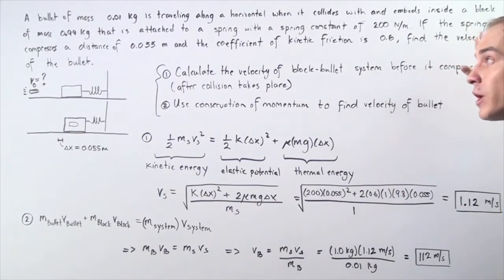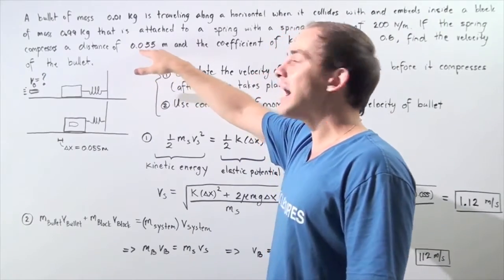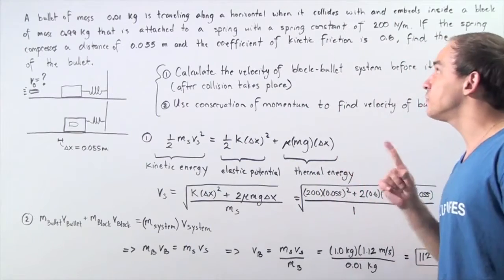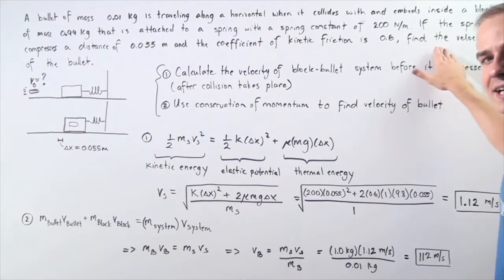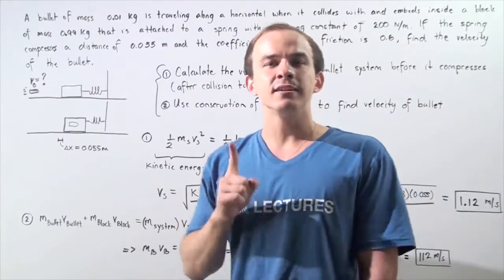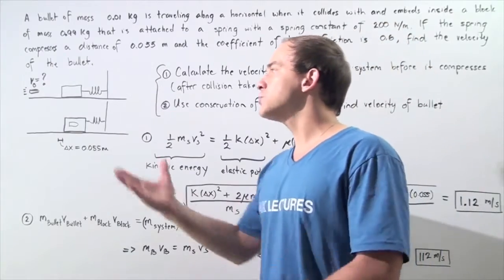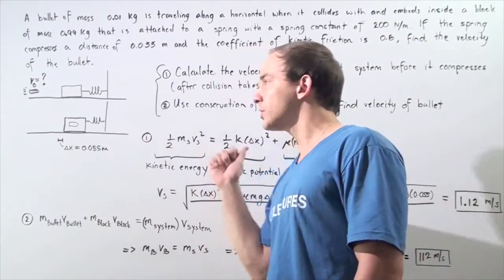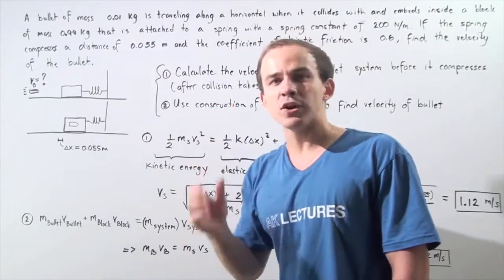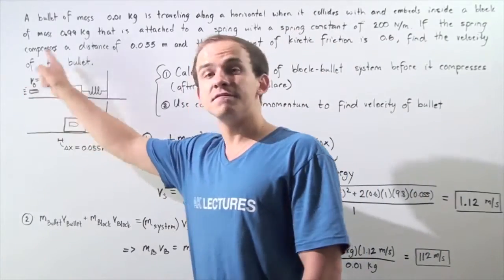Now, if the spring compresses a distance of 0.055 meters and the coefficient of kinetic friction is 0.6, we want to find the velocity of the bullet before our inelastic collision took place. So let's look at our diagram. We have our object, the bullet, that is traveling towards our block that has a mass of 0.99 kilograms with some unknown velocity. So we want to find this velocity.